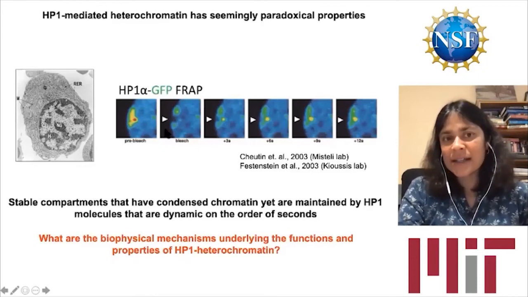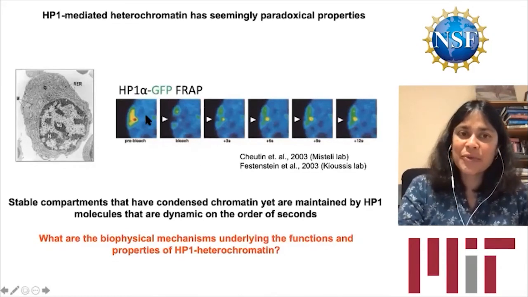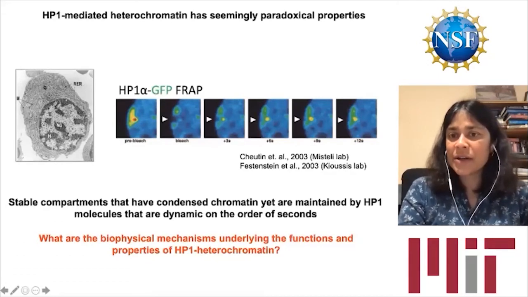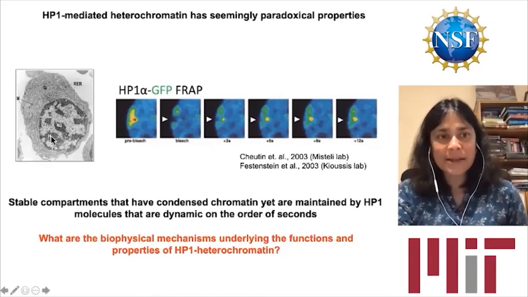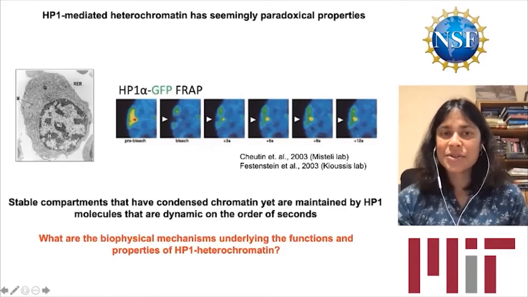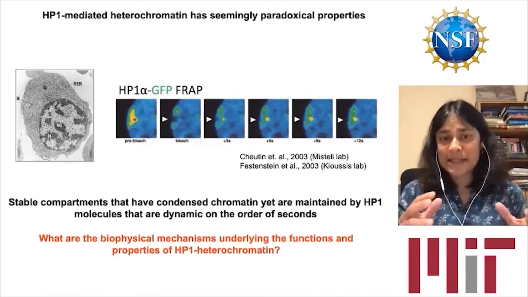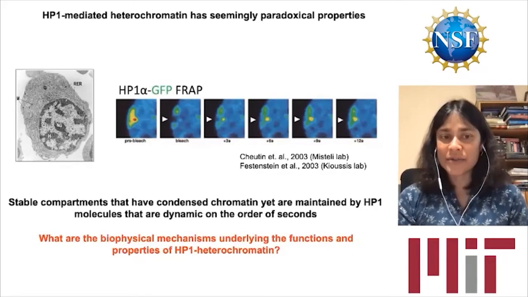On the other hand, if you look at these older studies by Misteli and Chiosi's labs, what they found was if you fluorescently label HP1 alpha and FRAP it within these bodies, HP1 molecules recover on the order of seconds. So somehow, the molecules that maintain these stable domains are highly dynamic and come on and off on the order of seconds. And so another longstanding question in the field has been, how are these stable compartments maintained despite the participant molecules coming on and off on the order of seconds?